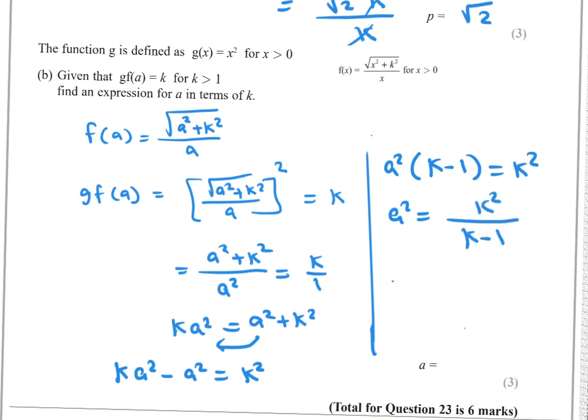Take the square root of both sides, so a equals square root of k squared over k minus 1, which equals the square root of k squared, which is k, over square root of k minus 1.